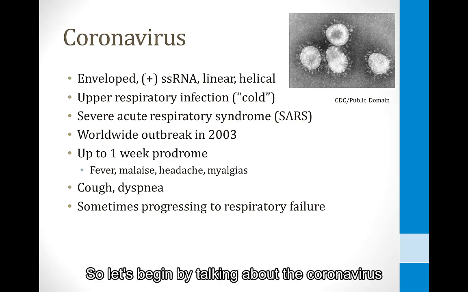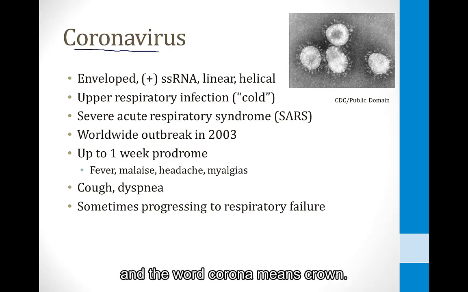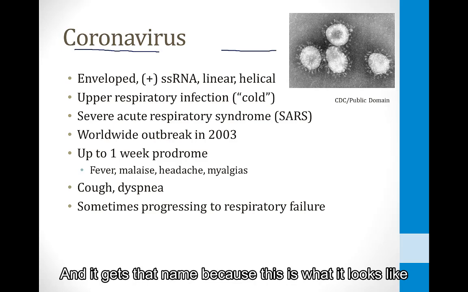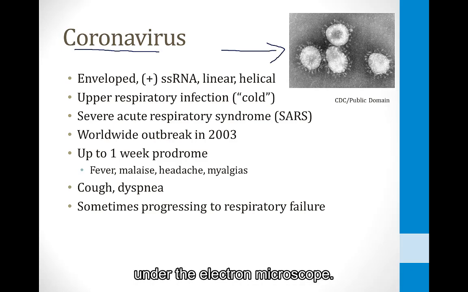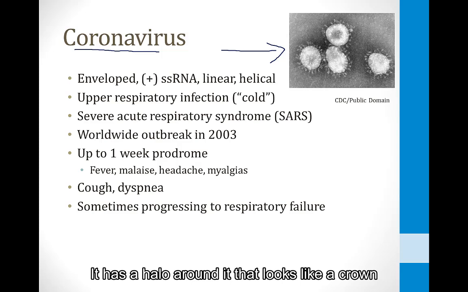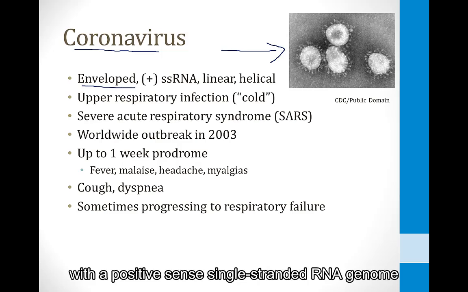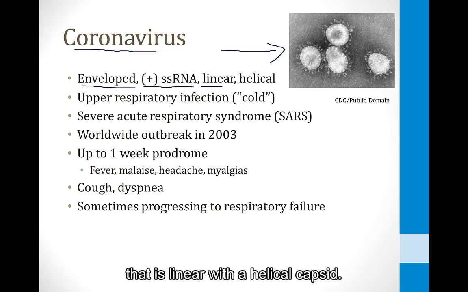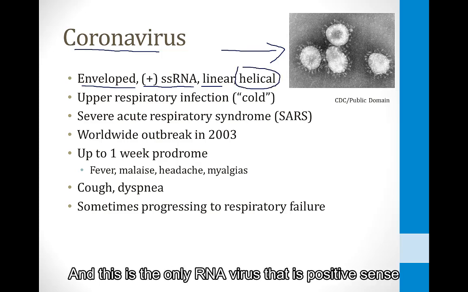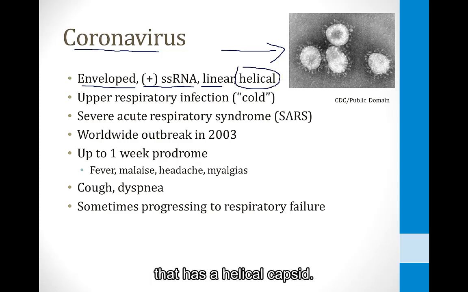So let's begin by talking about the coronavirus, and the word corona means crown, and it gets that name because this is what it looks like under the electron microscope. It has a halo around it that looks like a crown, and therefore it's called coronavirus. This is an enveloped virus with a positive sense single-stranded RNA genome that is linear with a helical capsid, and this is the only positive sense RNA virus that has a helical capsid. All other positive sense RNA viruses have an icosahedral capsid.